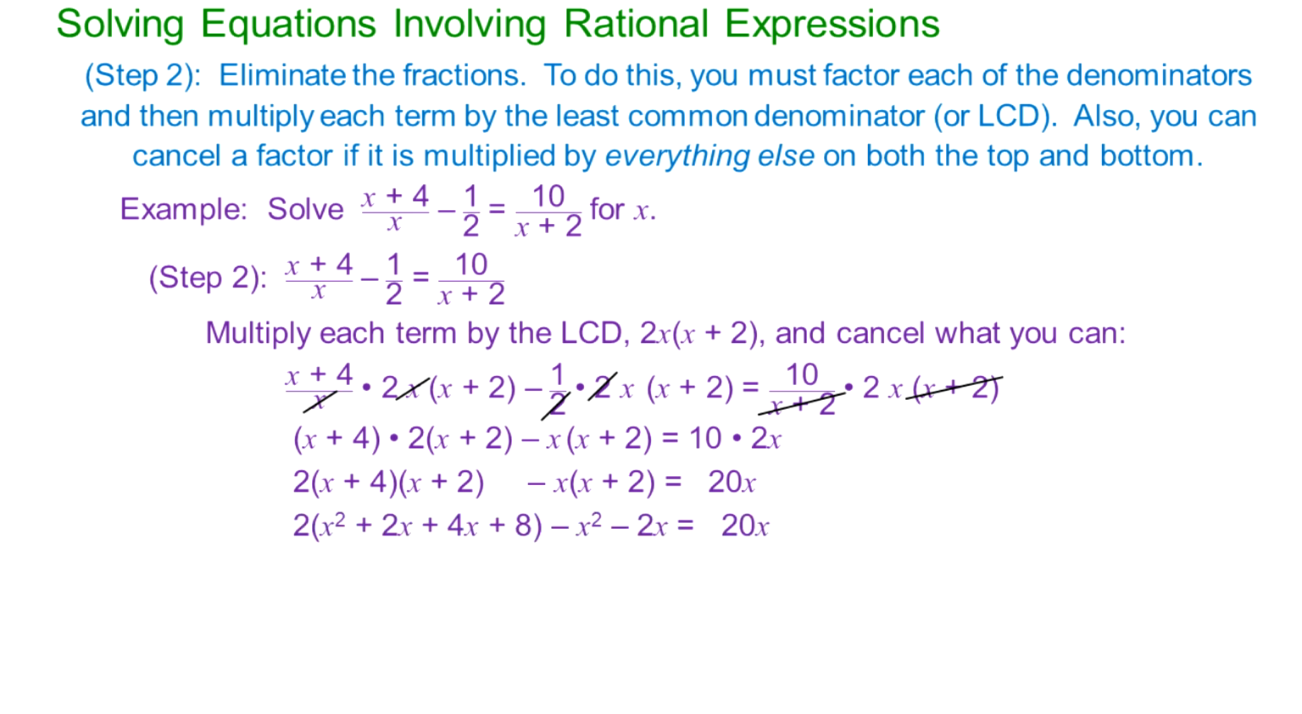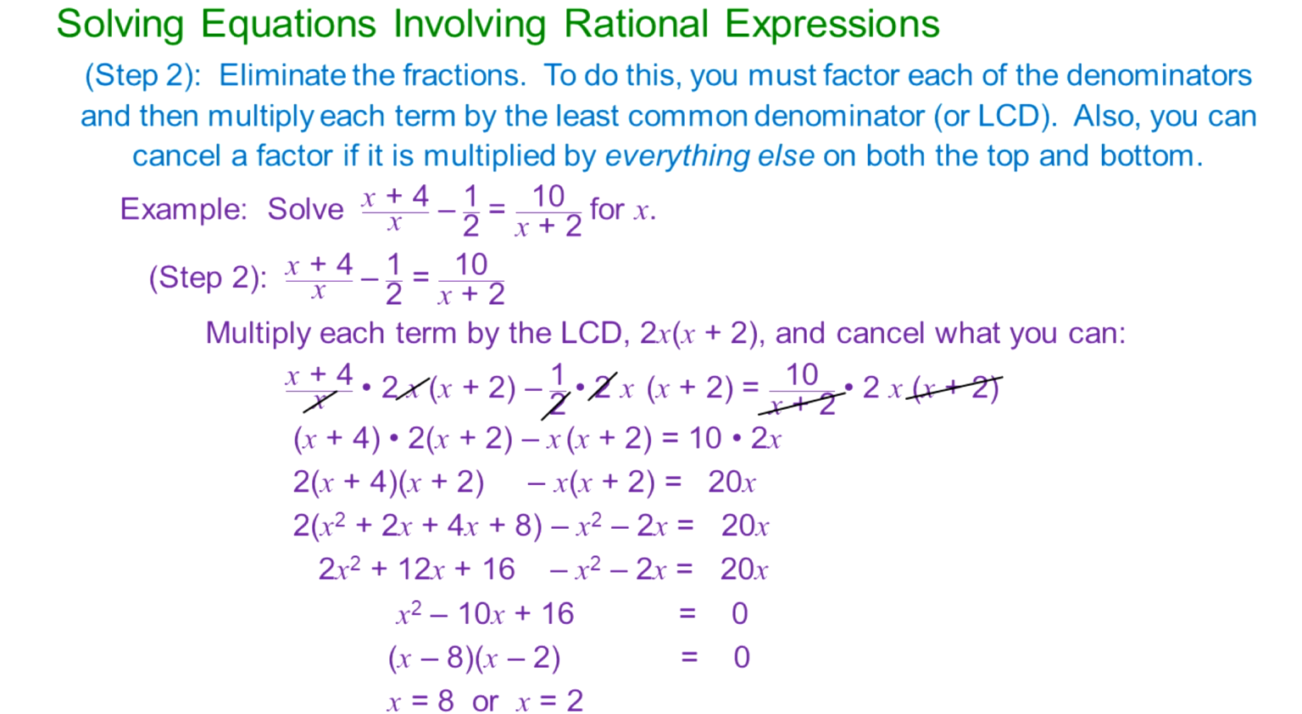To multiply out 2 times x plus 4 times x plus 2, I can multiply x plus 4 times x plus 2 and then multiply the answer by 2. In the second part, I can distribute the minus x to the x plus 2. This is going to give me a quadratic equation, and I can solve that using either factoring or the quadratic formula. In order to use either of those, I need to rearrange the equation so that I have a 0 on one side and the rest of the equation on the other side.